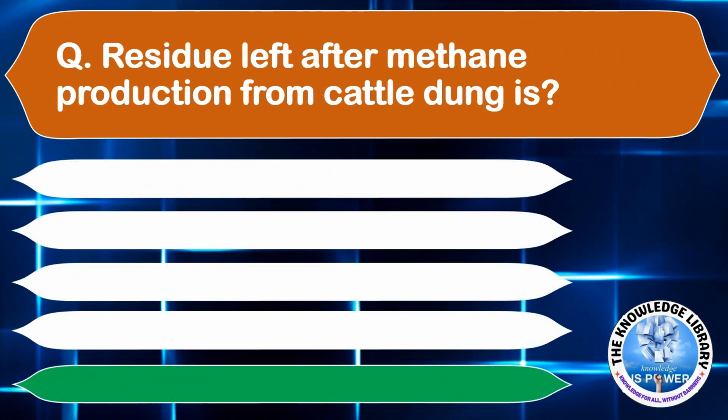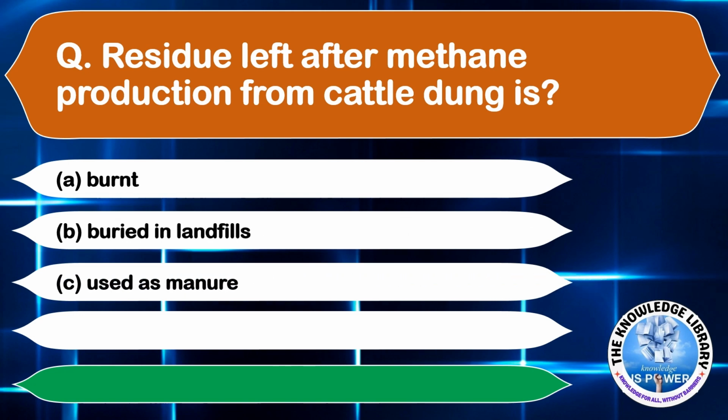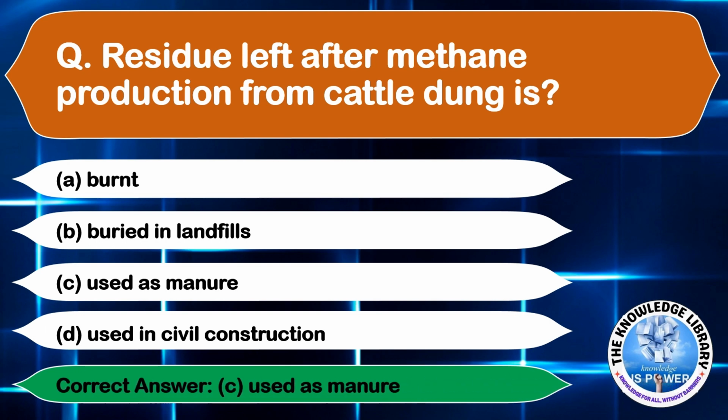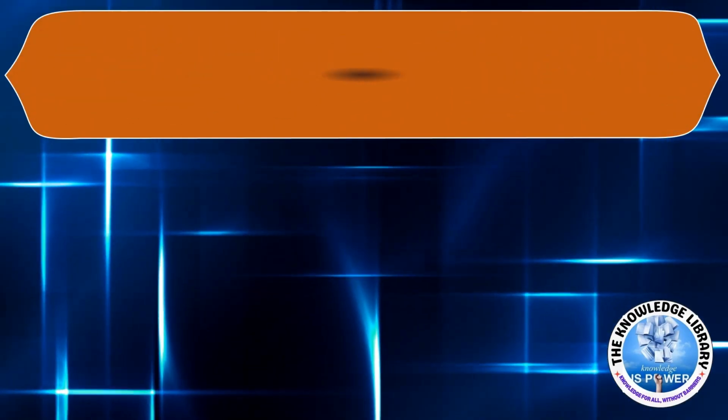The residue left after methane production from cattle dung is called slurry. Option A, burnt. Option B, burnt in landfills. Option C, used as a manure. Option D, used in civil construction. The correct answer is option C, used as a manure. Moving on to the next question.